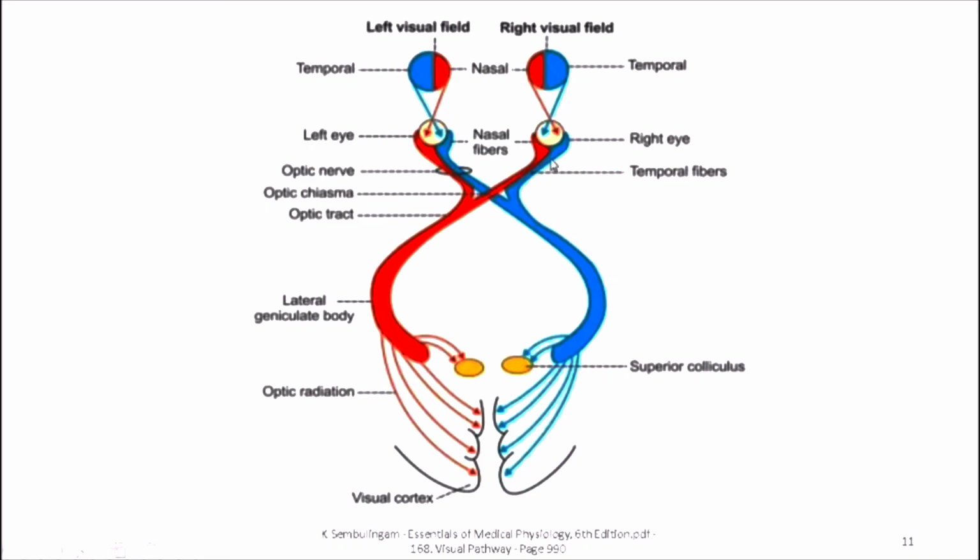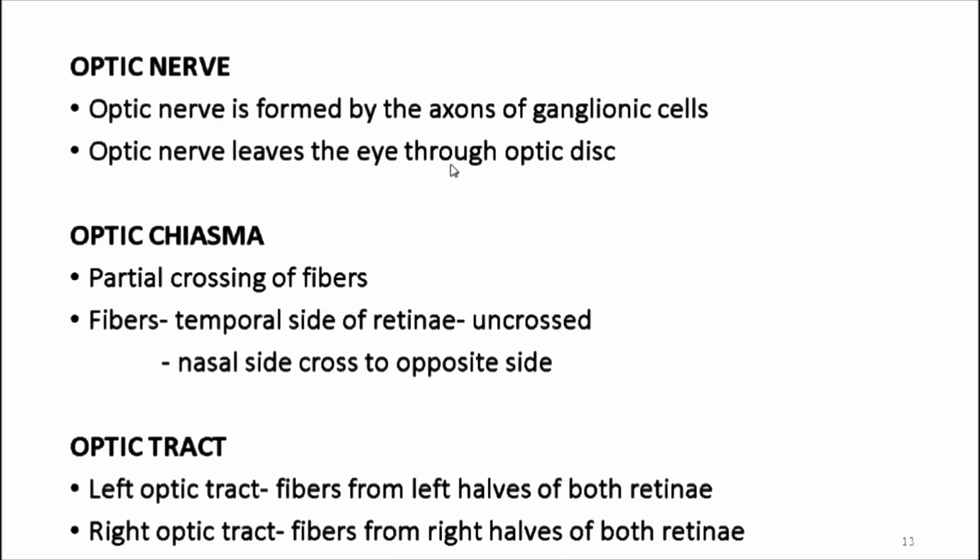Whereas the temporal fibers don't cross each other, they remain uncrossed. So it is partial crossing of fibers, only seen in the optic chiasma. The nasal fibers cross and form a point known as the optic chiasma. Okay, clear? The chiasma is mainly the nasal side of both retinas crossing to the opposite side. Then comes the optic tract. We have left as well as right. The fibers from the left halves of both retinas form the left optic tract, and the right optic tract is the fibers from the right halves of both retinas.